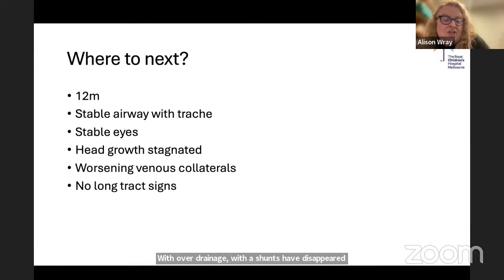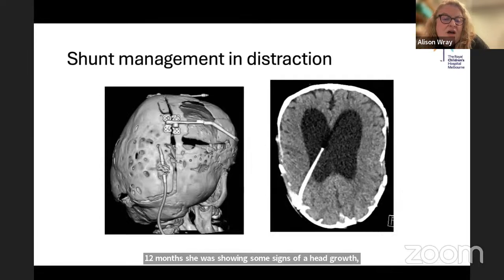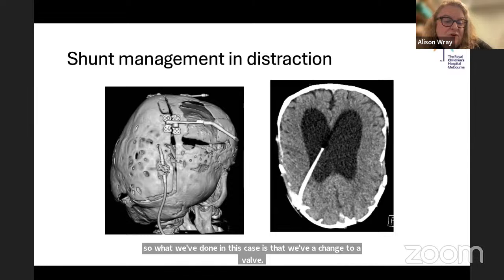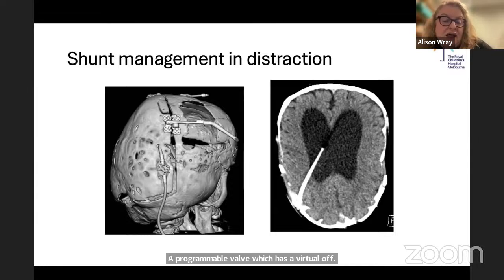At 12 months, she was showing some signs of her head growth stagnating, and she was getting worsening venous collaterals. That was the time that we thought we needed to distract her. And the question then becomes, how do you manage a shunt when you're trying to distract them? In this case, we changed her valve for a programmable valve which has a virtual off. We turned the valve off as we tried to distract her and allowed her ventricles to come up so that she has filled into the space as we have distracted her.